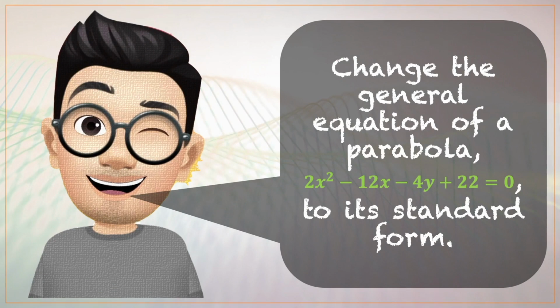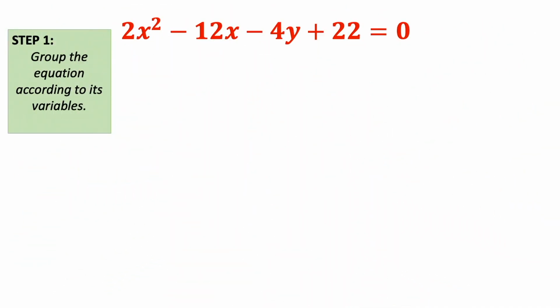Let's have the second example. Here, we will learn how to make the coefficient of x squared equal to 1. This is a very essential step before we can perform completing the square. To change 2x squared minus 12x minus 4y plus 22 equals 0 to its standard form, we will group the equation according to its variables.